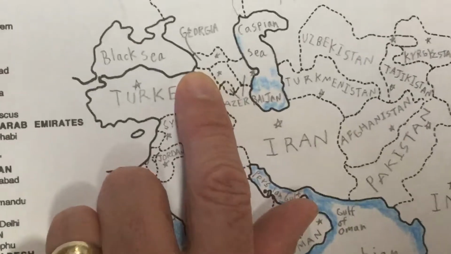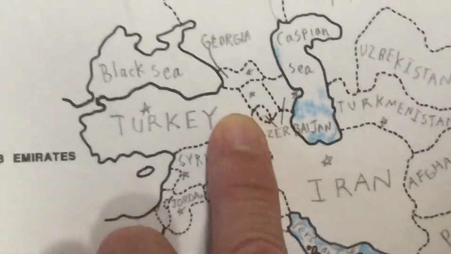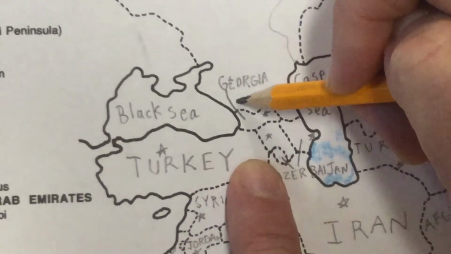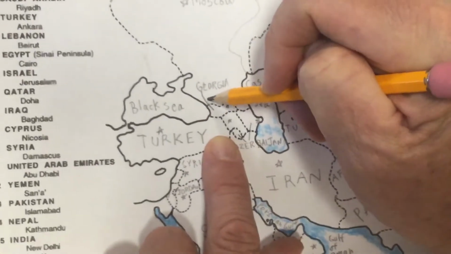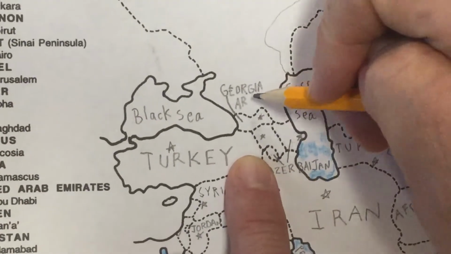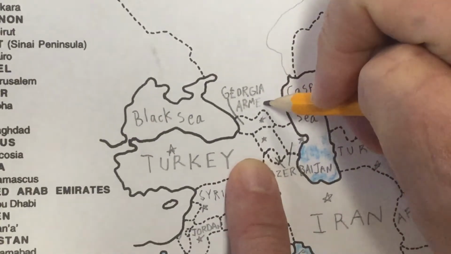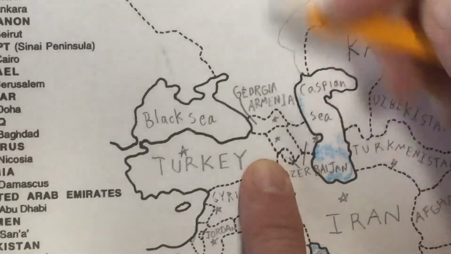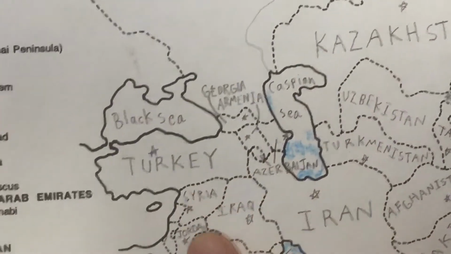Just south of Georgia is the country of Armenia. Now, no way I'm going to fit it in there. I'm going to write it underneath the word Georgia and put a little leader line pointing to it. So it's ARMENIA. And I'll try to draw a little line pointing to Armenia. All right.